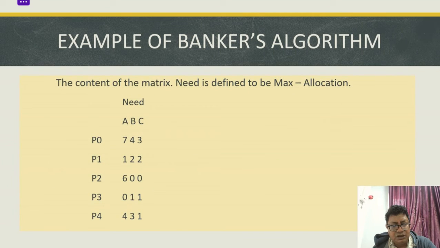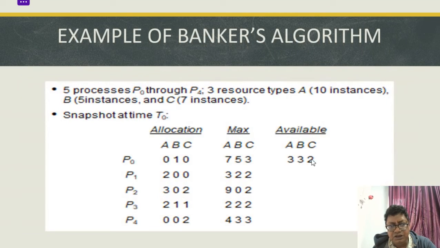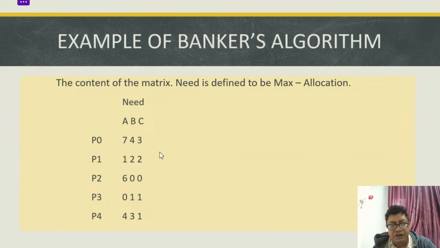Okay. So first it is 332. Now you check how much is required for P0. It is 743. But 743 cannot be satisfied by 332. Our available is 332. If we write down, the available is 332.